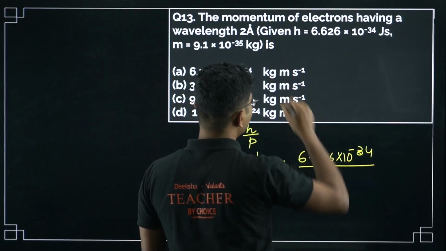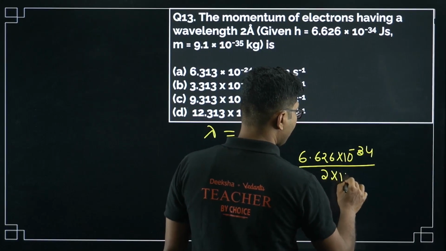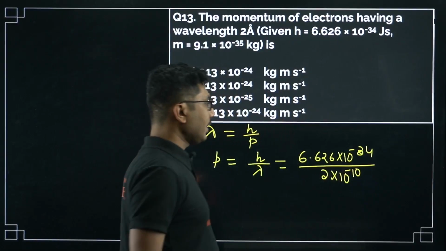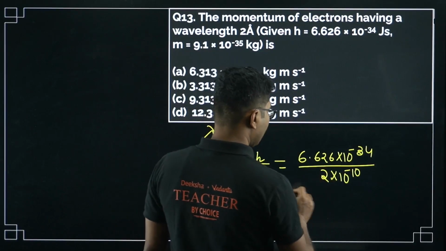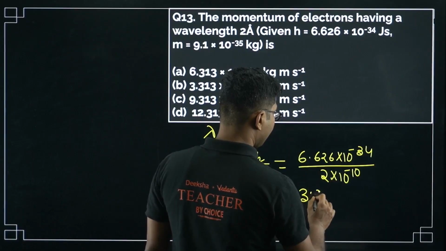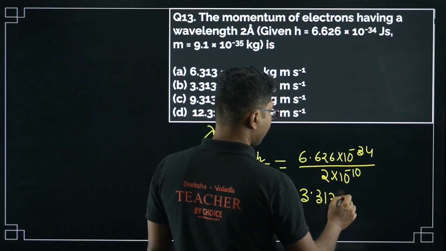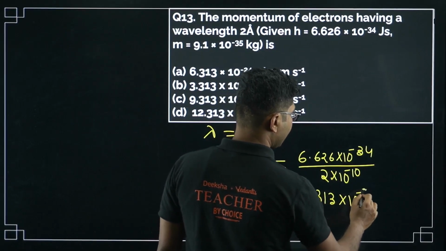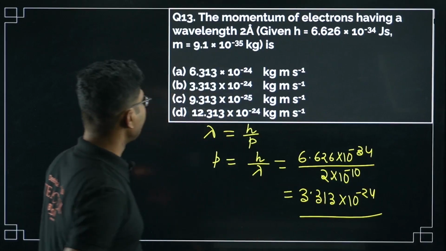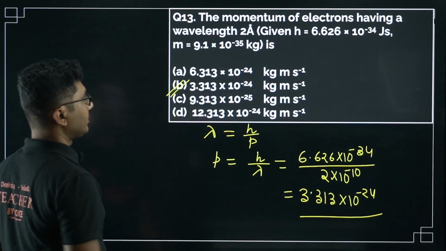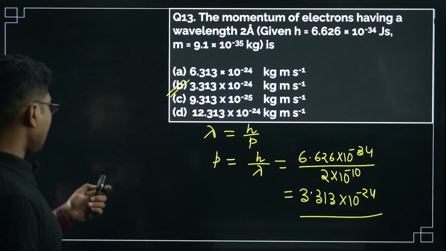So the wavelength is 2 angstrom, which means 2 into 10 to the power of minus 10. So it will be 3.313 into 10 to the power of minus 24. 3.313 into 10 to the power of minus 24 is the answer.